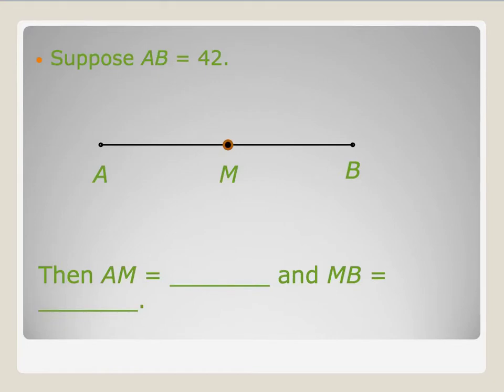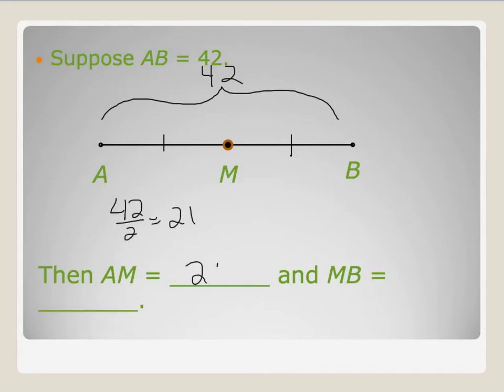Well, suppose we have different information. Again, we are still assuming that M is the midpoint of segment AB. But this time we're told that the entire segment is 42. Well, if the entire segment is 42 and these parts are equal, then each one is half of the whole. So AM is 42 divided by 2, which is 21. And if AM is 21, MB is also going to be 21.